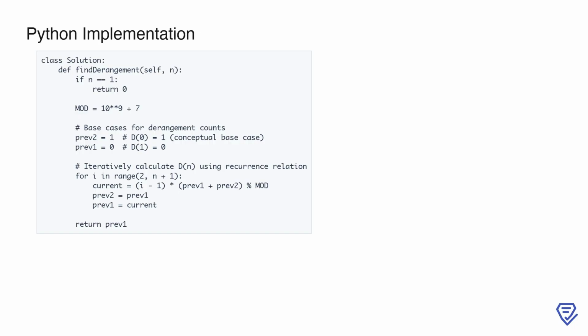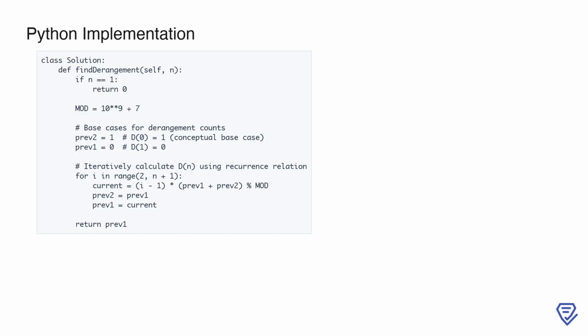This implementation solves the problem of finding the number of derangements for an array of size n using dynamic programming with a space-optimized approach. A derangement is a permutation where no element appears in its original position. The problem relies on a mathematical recurrence relation, d[n] equals (n-1) * (d[n-1] + d[n-2]), where d[0] equals 1, a conceptual base case representing an empty set. d[1] equals 0, you cannot derange a single element.